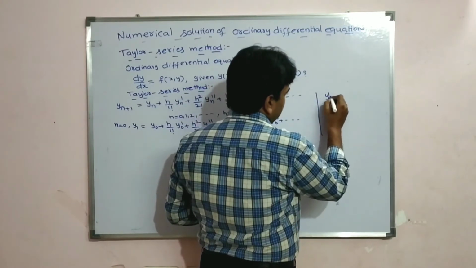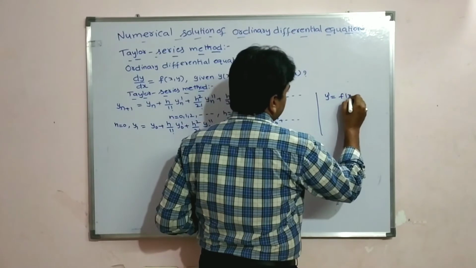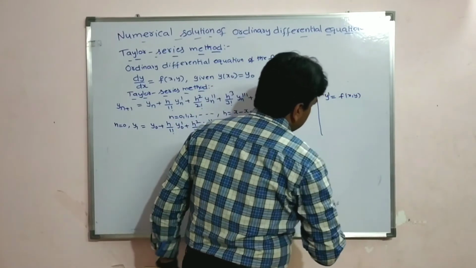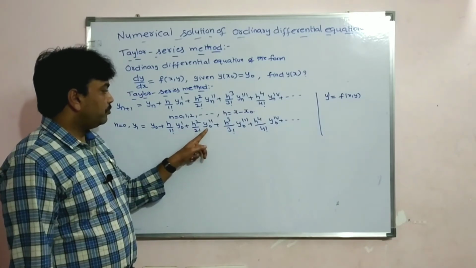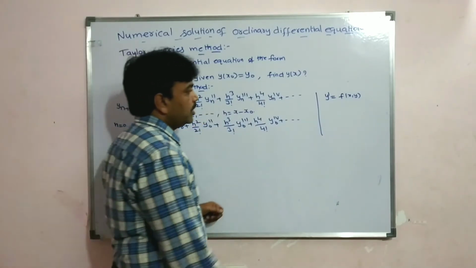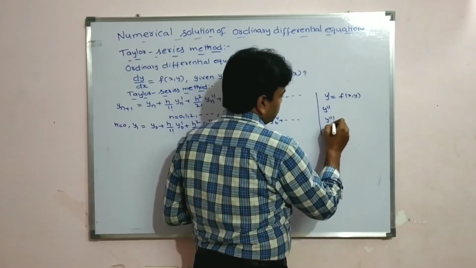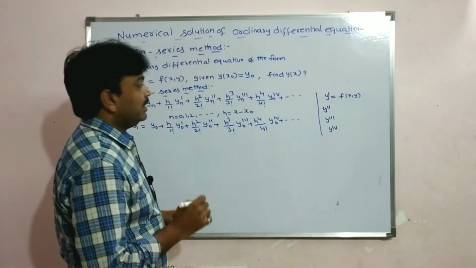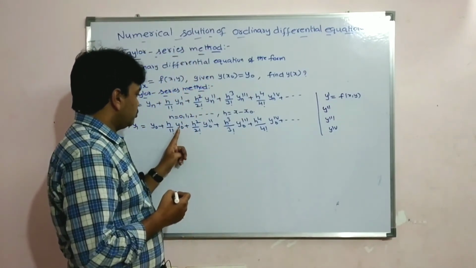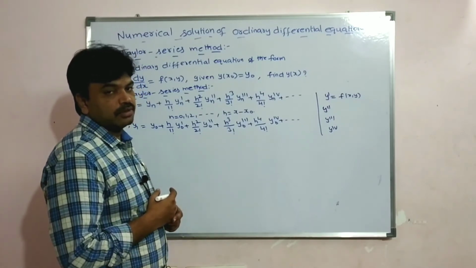y dash. Y dash is equal to f of x, y. Now y double dash. So you find y double dash and y triple dash and y power 4, thereby you substitute the point y naught.